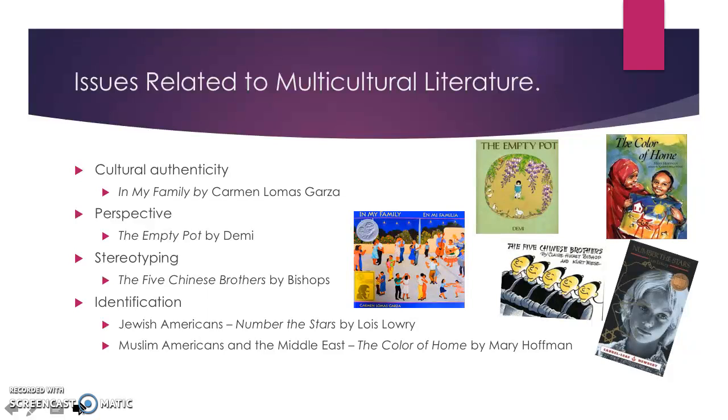We should also consider perspective. A good example of perspective is in the book The Empty Pot by Demi. We need to consider stereotyping, as in the book The Five Chinese Brothers by Bishops, and identification. Good examples of that are in the Jewish American book Number the Stars by Lois Lowry and the Muslim American book The Color of My Home by Mary Hoffman.